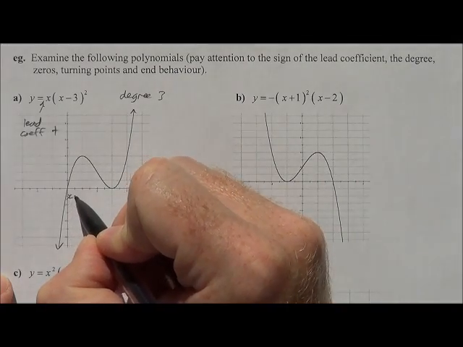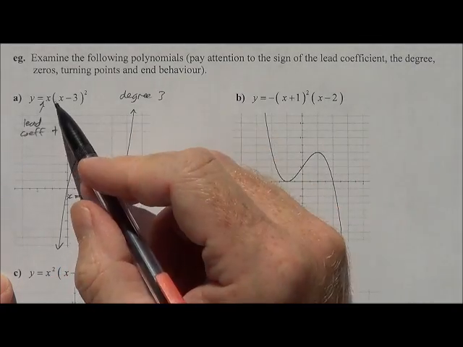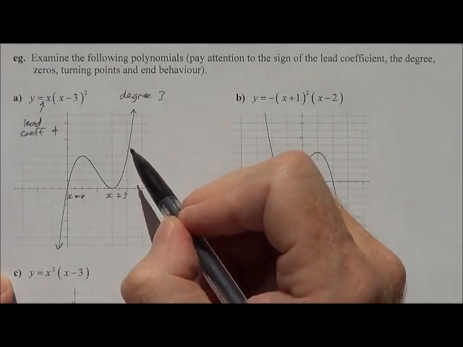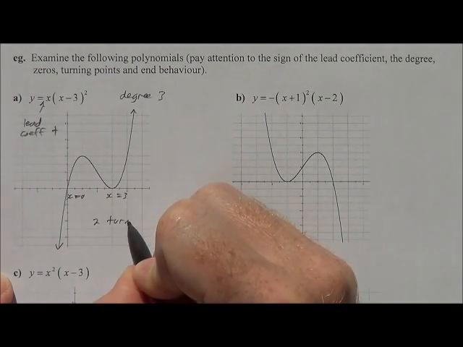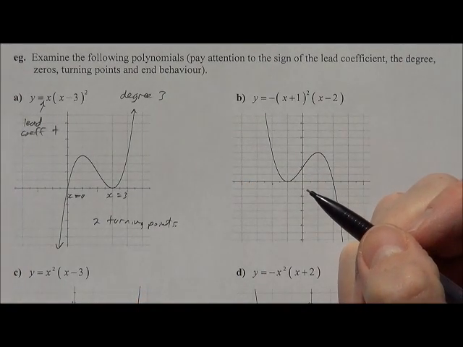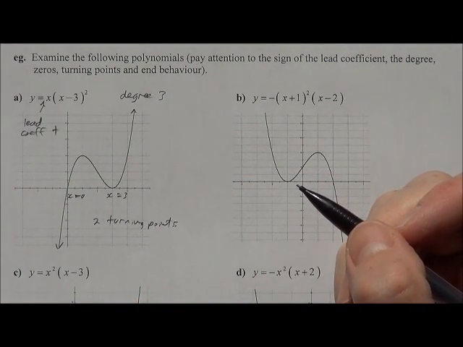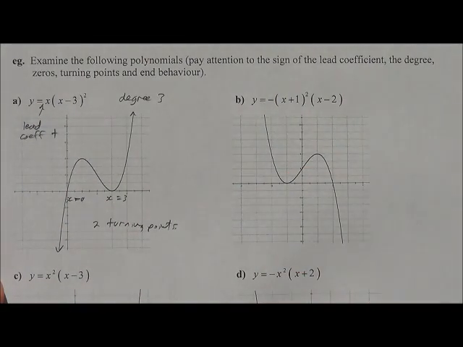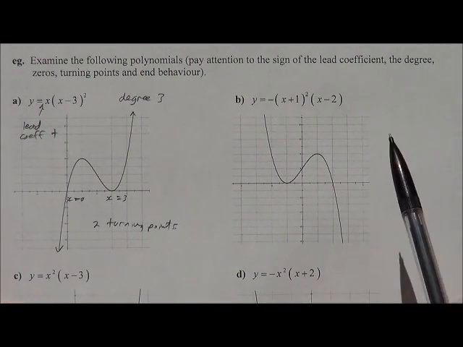We have a 0 at the origin, x equals 0, and we have another 0 at x equals 3. In this case, we have two turning points. And we see that the ends are going in the opposite directions of each other. And I guess that's about all we're looking at for now.